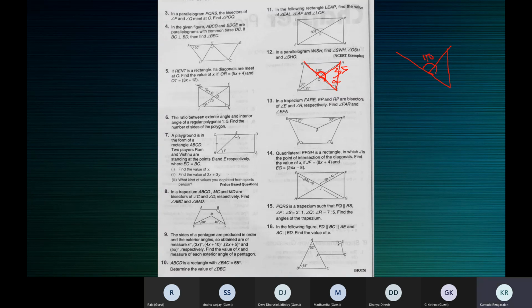For this exterior angle, this is the interior angle. Leave this. These are the two interior opposite angles. So clearly 110 is equal to this angle plus this angle. So A plus 35 is equal to 110, correct? Yes, ma'am. A plus 35 is equal to 110. Ma'am, OSH is 75 degrees. Yeah, 75. Correct.